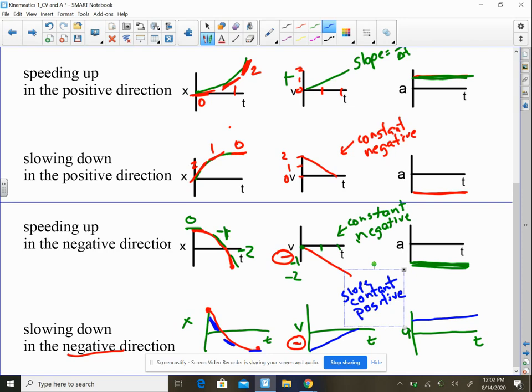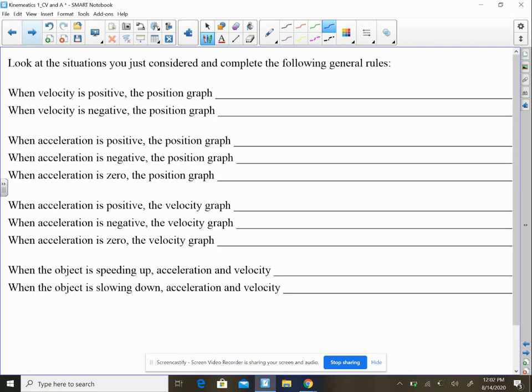So did you notice this pattern? That when the velocity is positive, the position graph always has a positive slope. And the converse is also true. When the velocity is negative, it always has a negative slope.